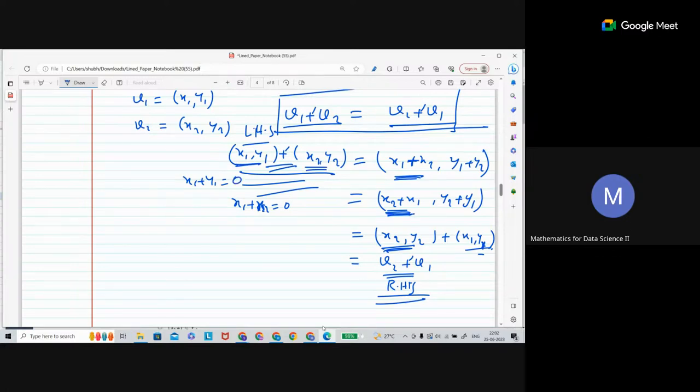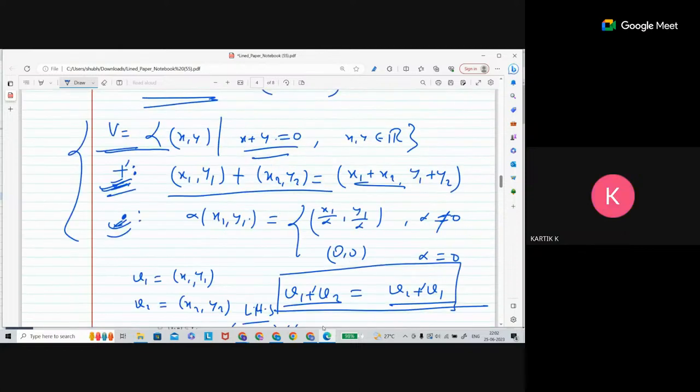Where? You don't have x1 plus x2 is equal to 0. Where is it? I'm not saying this. If I take x1, x2 and y1, y2, then you're saying it is 0. No, x1 and y1 only. X2 and y2, once you are adding, this gives 0. So, what is your condition?